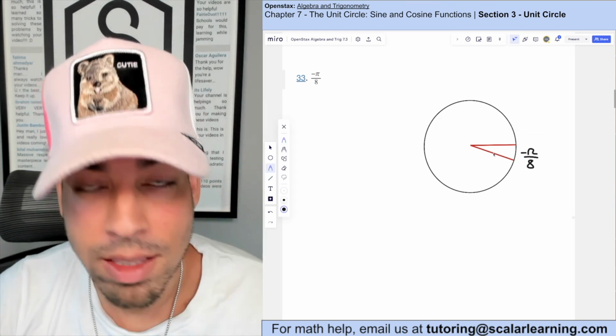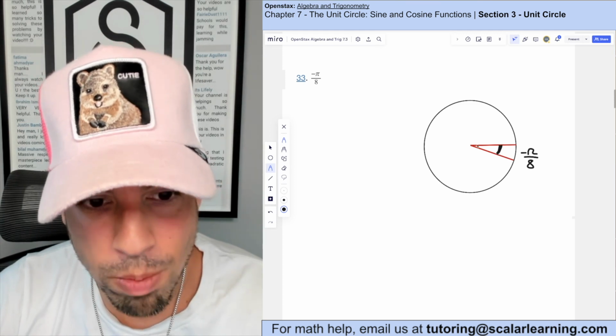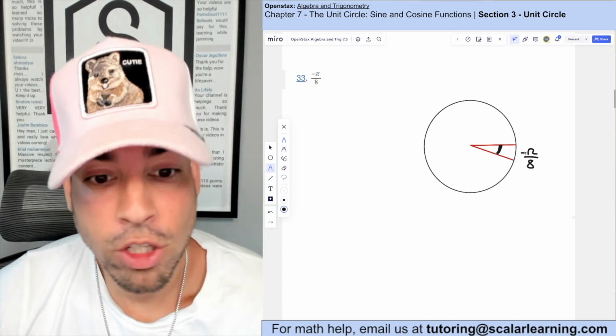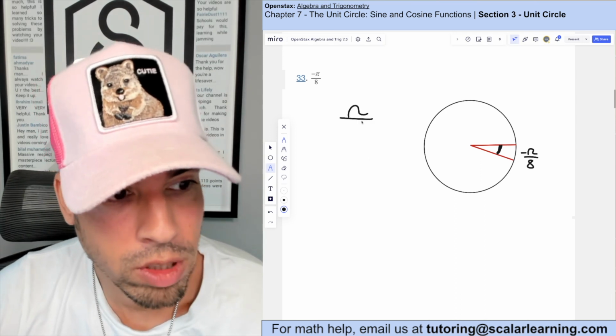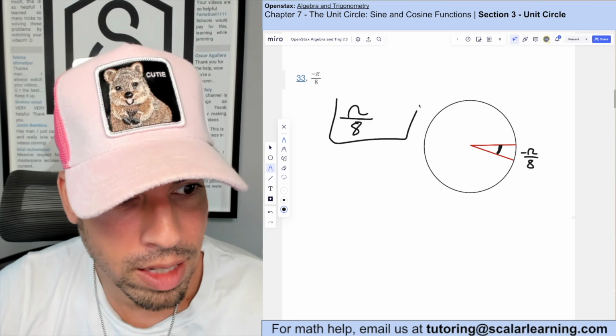Now, again, the same thing works. It's the distance, that shortest distance, that acute angle back up to the x-axis, which is pi eighths. So you see a reference angle is just going to be positive in this case, but it's going to be pi eighths. That's how you do it.